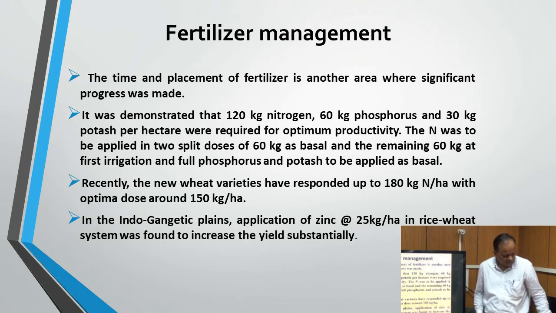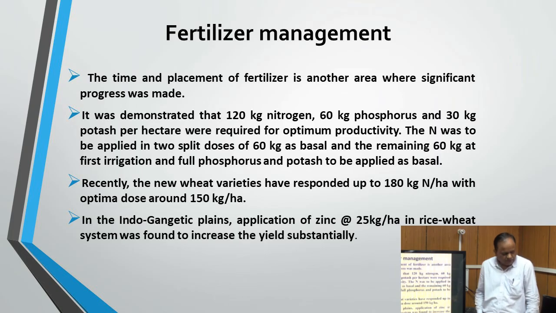But recently, the new wheat varieties have responded to 150 to 180 kg of nitrogen per hectare. So nowadays 150 kg nitrogen is recommended for the timely sown irrigated condition, particularly in the Indo-Gangetic plain zones where there is calcareous soil and the pH is very high.